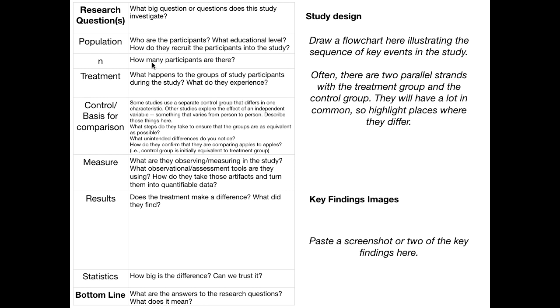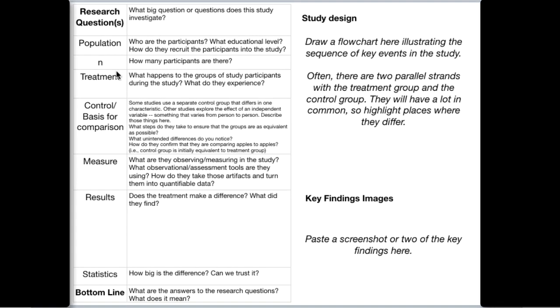The next important thing is just how much data do they have? N is a shorthand for the number of participants, and it's so important that it's got its own row. The next two rows, treatment and control, or basis for comparison, are really thinking about what it is that we're doing in this study that we're actually looking at. Think of it like a medical trial where you're trying out a drug treatment and seeing what its effect is. So we want to know what is it that's being tried out on this study of participants.